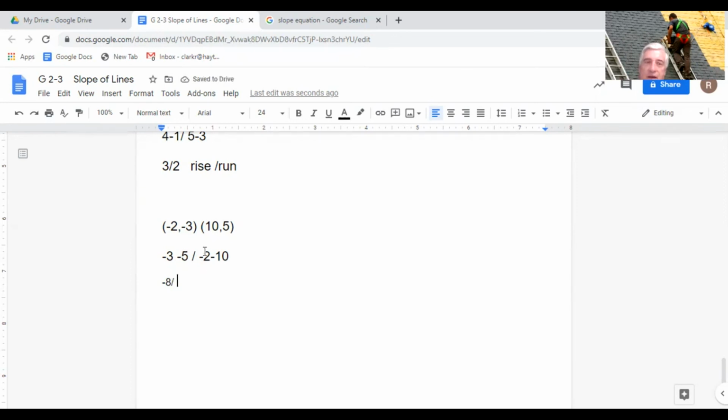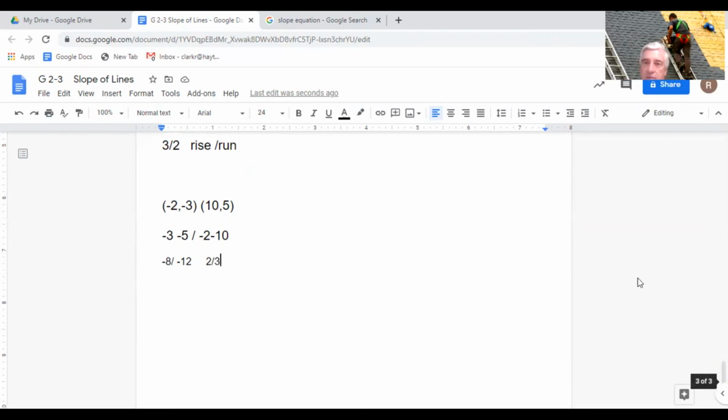On the other side, we get -2 - -10 is -12. And we are going to reduce that to 2/3. That slope is 2/3. This slope is 3/2. That slope is 2/3. And those are my examples on how we solve for slope in an equation.